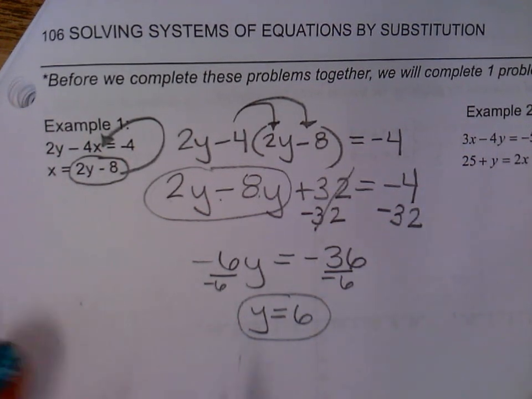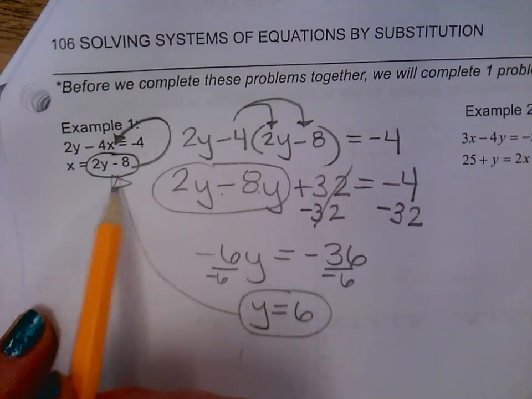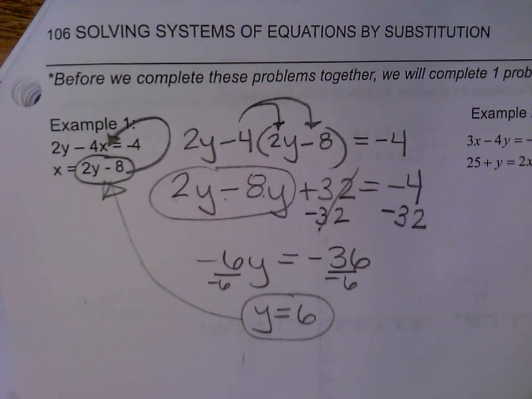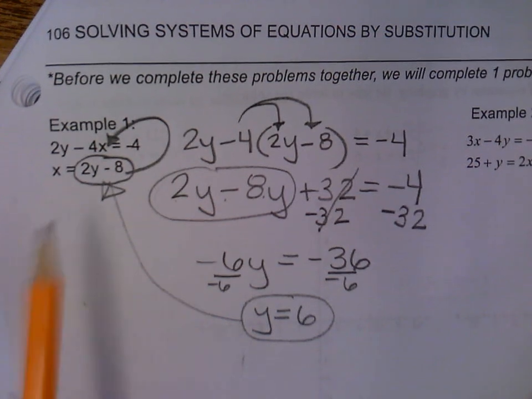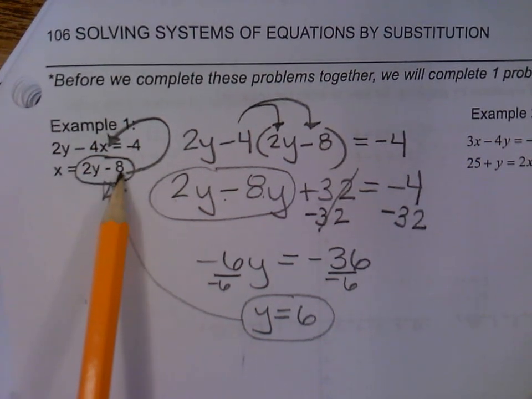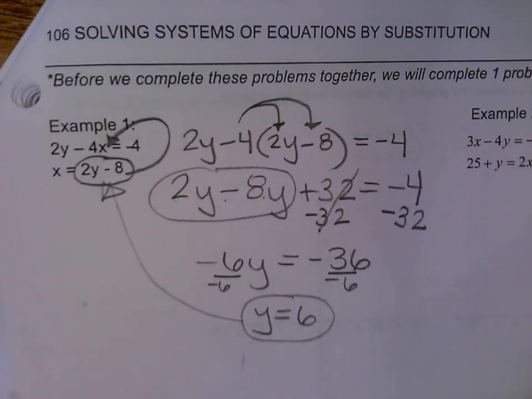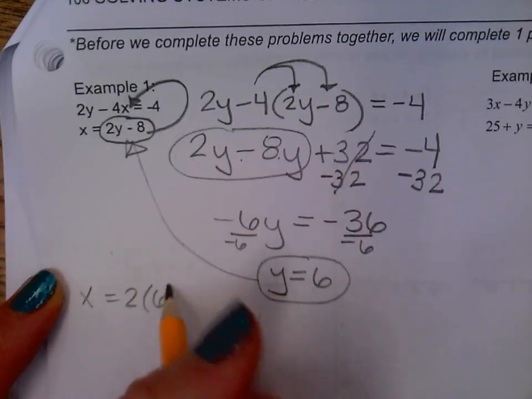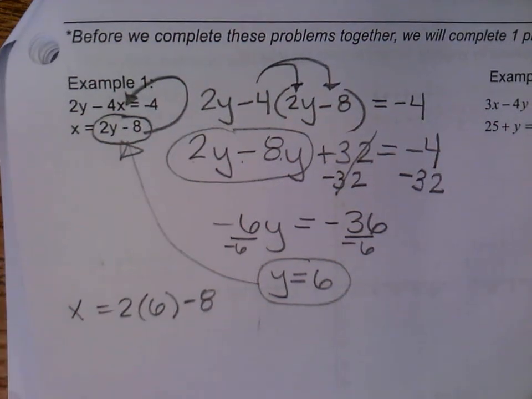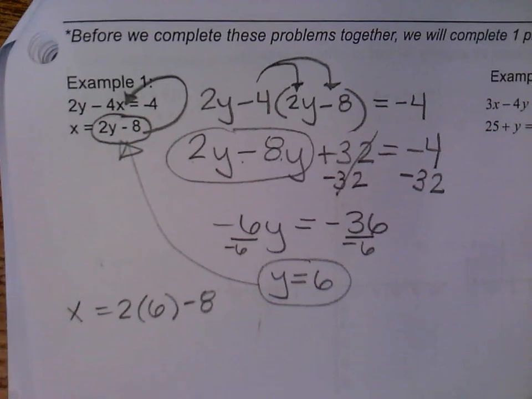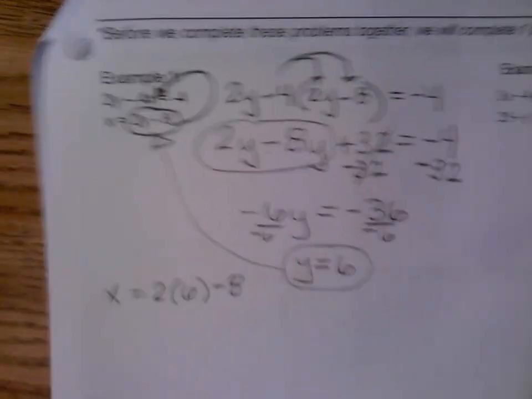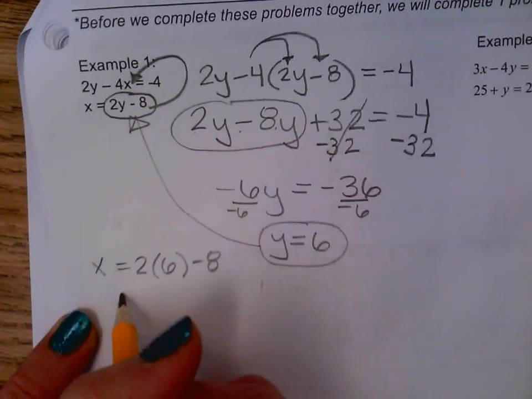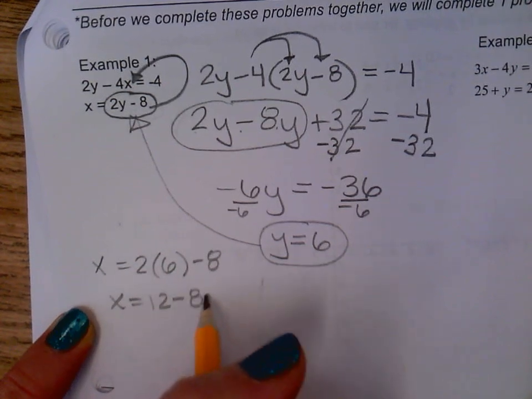And it's easiest if you plug it back into that original circled thing that was by itself, because then you're just doing 2 times 6 minus 8, and that will give you what x is equal to. So x is equal to 2 times 6 minus 8. So 12 minus 8. Are your mental math skills waking back up, some of you, after not having math for a semester? So that would be 12 minus 8 is 4.